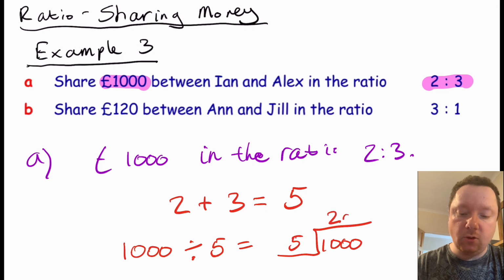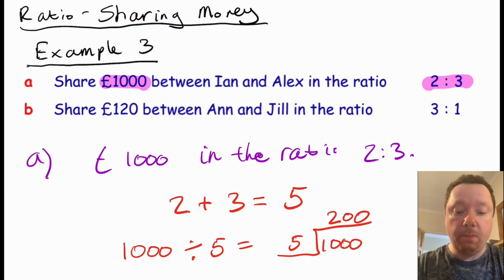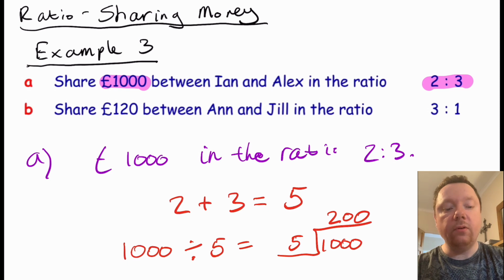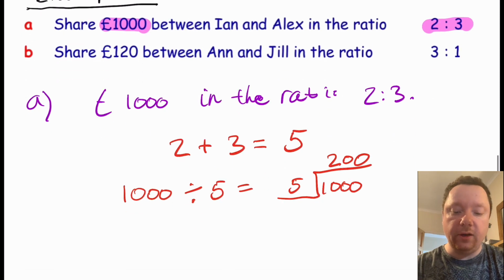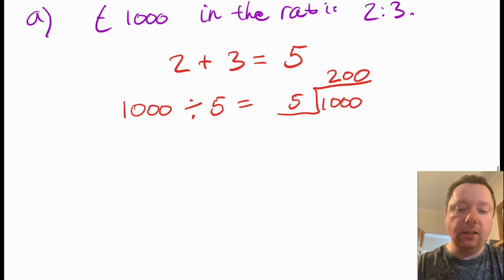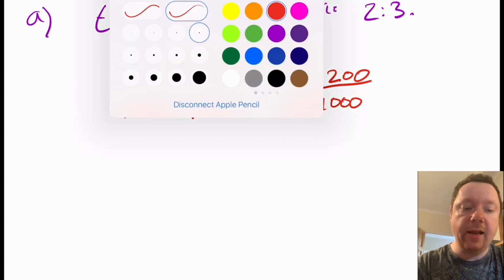5 goes into 10 twice, 0, 5 nothings are nothing, 5 nothings are nothing. I need to do this 200 times. We can just quickly check, 200 times 5 is 1,000. So now all I need to do is work out, if it was fair, we would get £500 each, but it's 2 to 3. So I now need to work out how much each person gets.